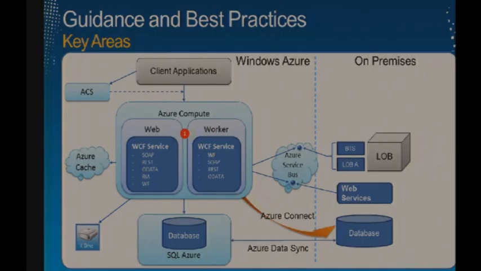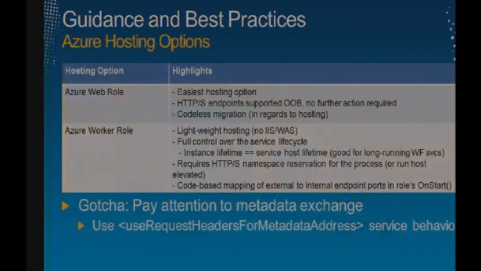So now we start covering the best practices and guidance for such migrations. The first one, once again, we are going to focus on the hosting options for our service implementation. The second one is securing the service with ACS. Third one, connecting to the database and migrating the database as well. And the fourth, one of the most important ones, is connecting to on-premises deployments or components in a hybrid deployment topology. So with that, let's start talking about the hosting options.